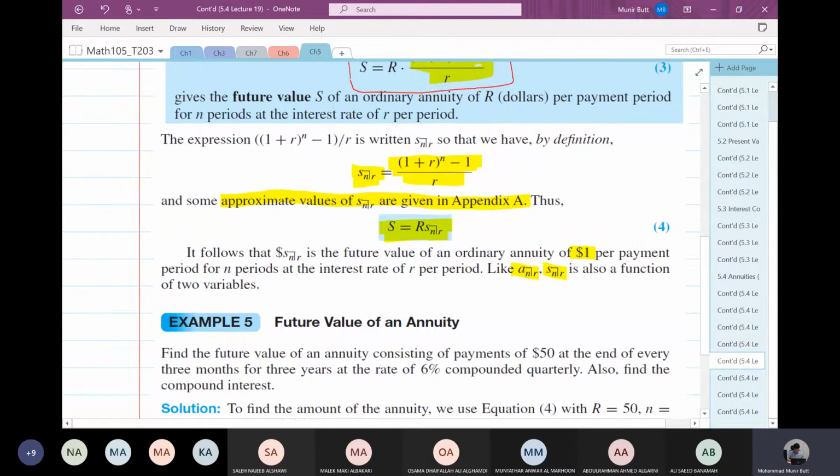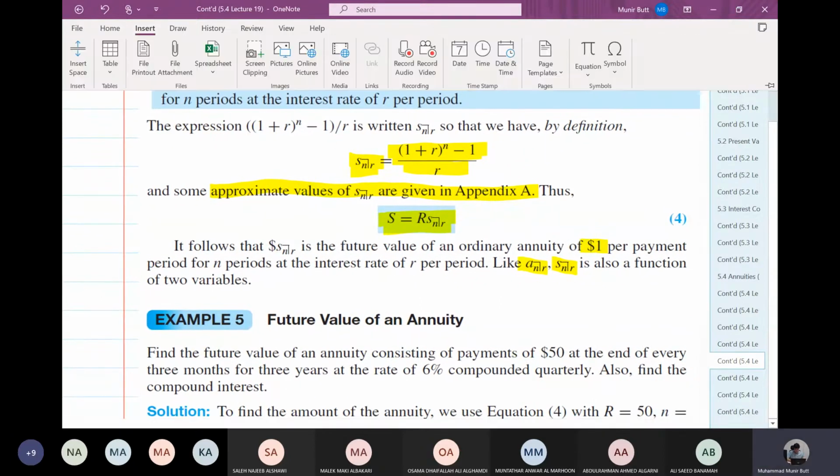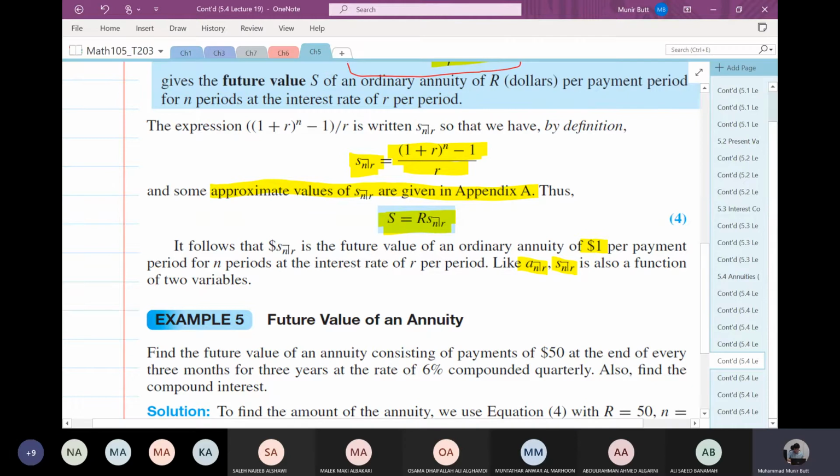Okay, so let us see here in example number 1. So he says that find the future value. So he asks us to find the future value. So it means that we have to find this S. Okay, this was the first thing.